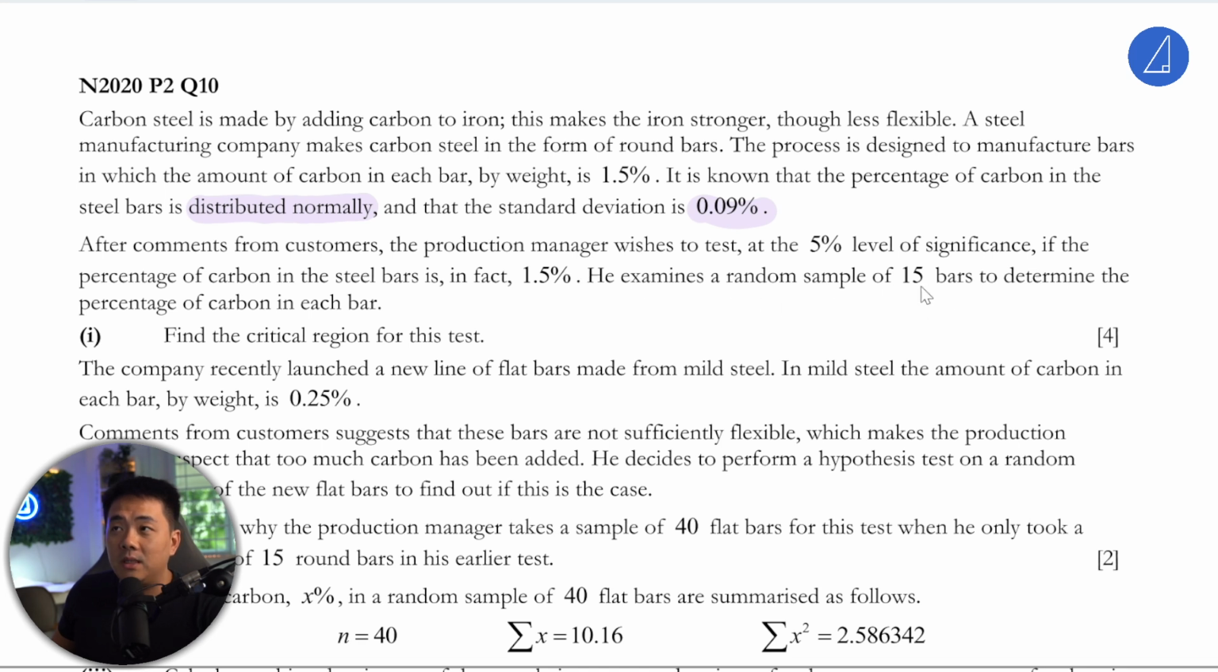So he examines a random sample of 15 bars, and determines the percentage of carbon in each bar. Find the critical region of the test.